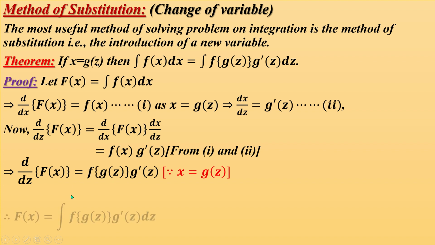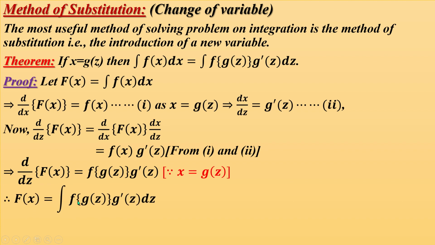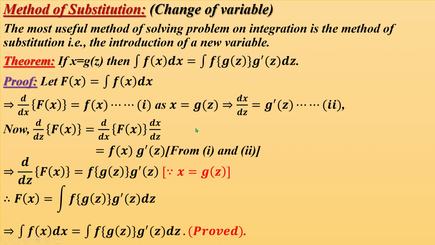Now integrating on both sides with respect to z, we get capital F of x on the left, and the right side will be the integration of this into dz. But what does capital F of x equal? Capital F of x equals the integration of small f of x dx. That means the proof is complete, and we have to remember this.